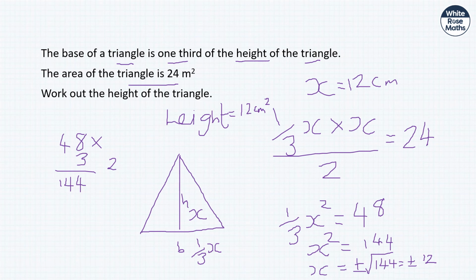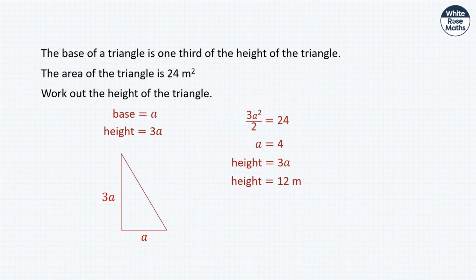Just to be clear, guys, the x squared came from x times x. So I had a third x squared on the top. I multiplied by 2 on both sides, so I had a third x squared equals 48. I multiplied by 3 and then I square rooted it. Yeah, just to be clear. There goes your answer for this.